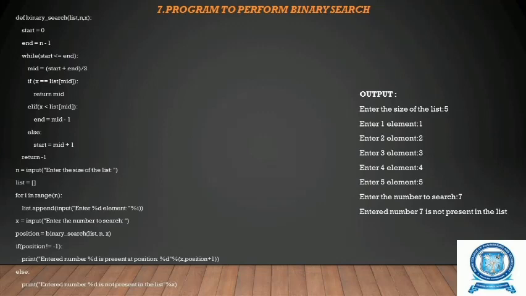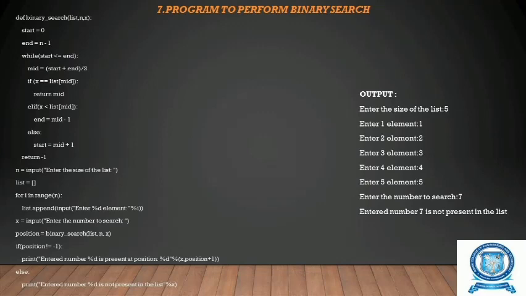Then we go for the while loop. We check that start is less than or equal to end, then mid is equal to (start plus end) by 2. Then we check whether the x value is equal to the middle value of the list. If it is equal, then we return the middle value. Else if x is less than the middle value in the list, and it is true, then we move end to mid minus 1.